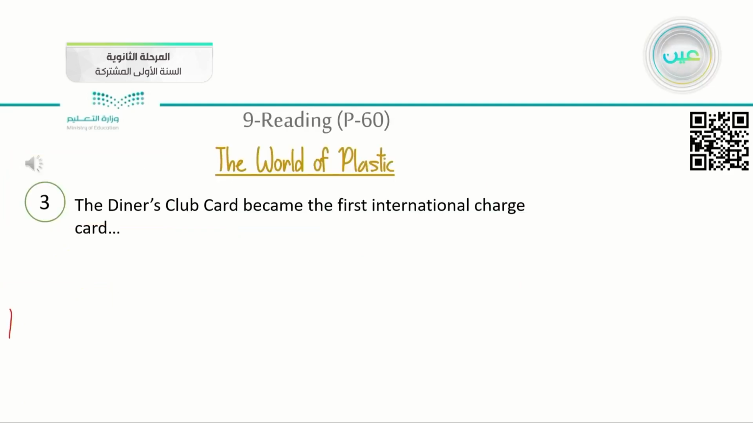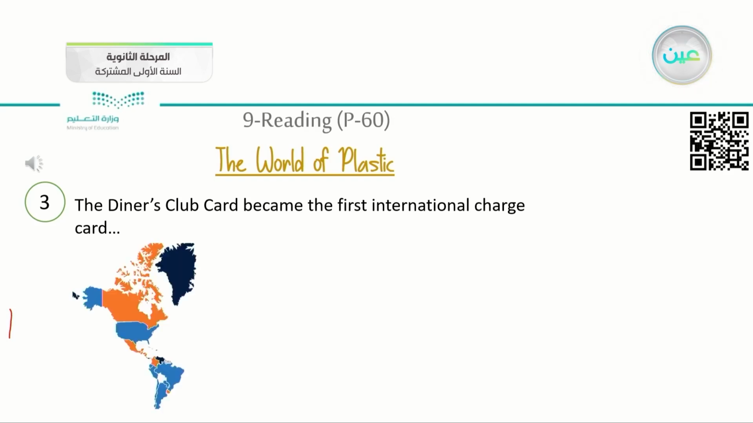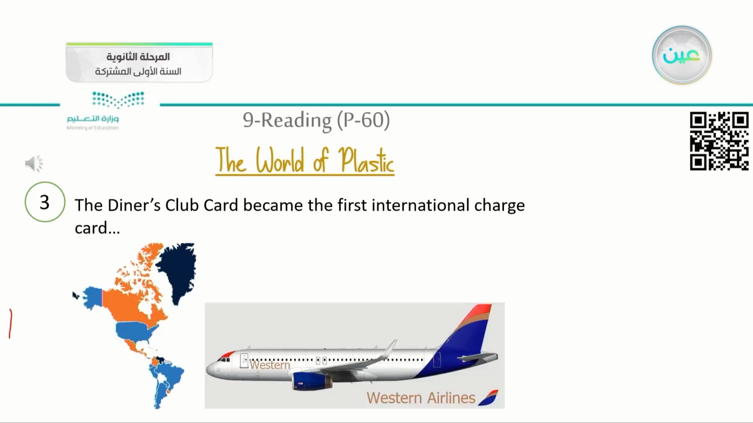Let's continue with the following paragraph. The Diners Club card became the first international charge. What is the main idea? Any dates mentioned? Let's listen. The Diners Club card became the first international charge card in 1952 with franchises in Canada, France, and Cuba. In 1955, Western Airlines became the first airline to accept the Diners Club card. 10 years later, the card was accepted by every airline in the United States. Diners Club expanded its services to hotels, car rentals, and other businesses.